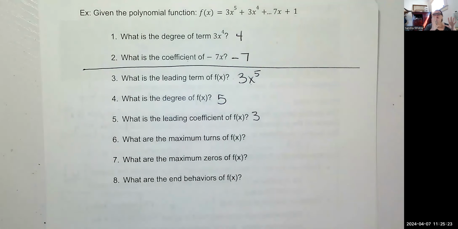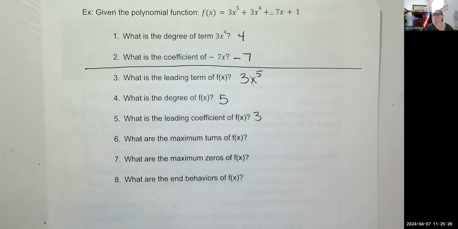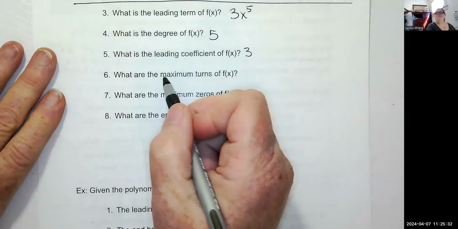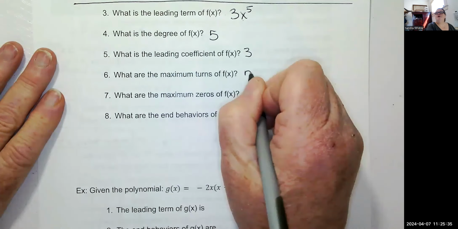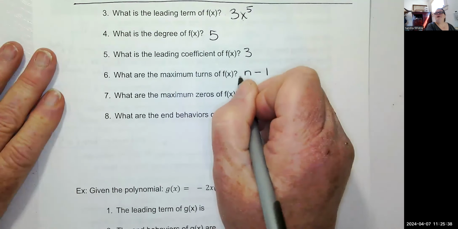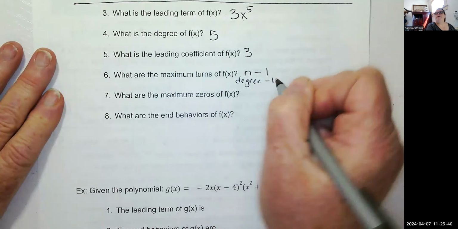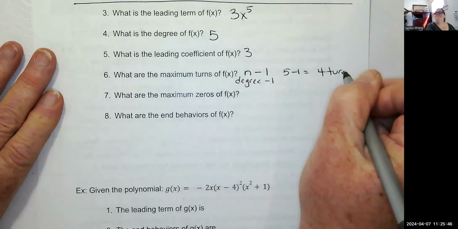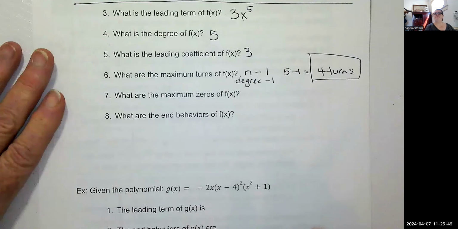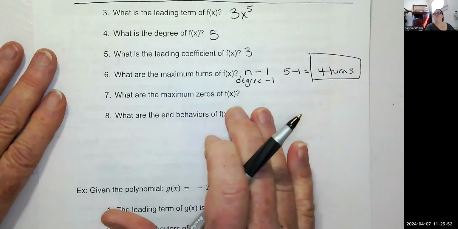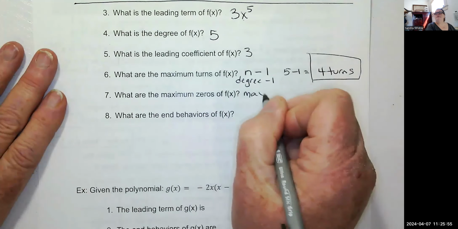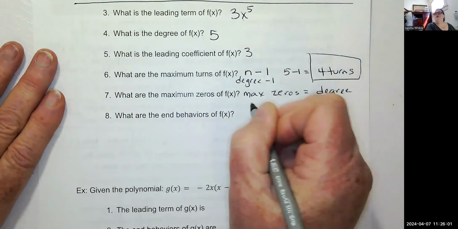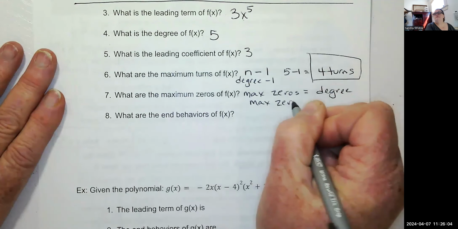Everything that we decide from here down is strictly based on the leading term. I don't even need to look at the polynomial function. What are the max terms for this function? Well, max terms is n minus 1. Remember, n is the degree, and our degree is 5. So 5 minus 1 is 4 terms. That's the max number of terms this polynomial can have. What are the max zeros for the polynomial? The max zeros, remember, is your x-intercept is equal to your degree. So your max zeros is 5.